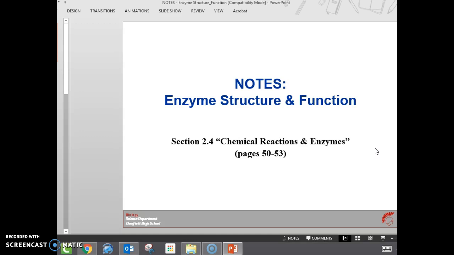So that's the end of our enzyme structure and function notes, and we will continue learning about enzyme structure and function and the variables that affect it in the lab that will test the effect of pH, temperature, and concentration on the enzyme's ability to function.